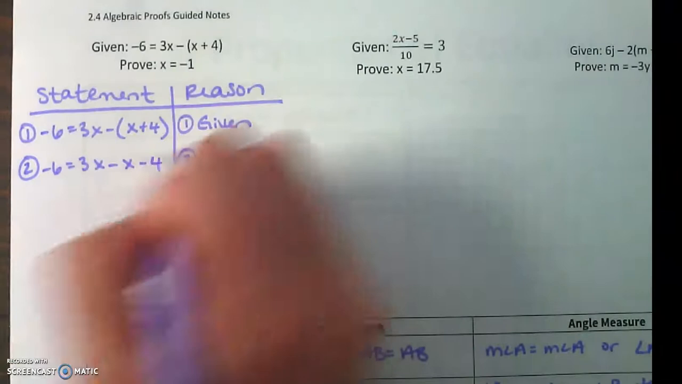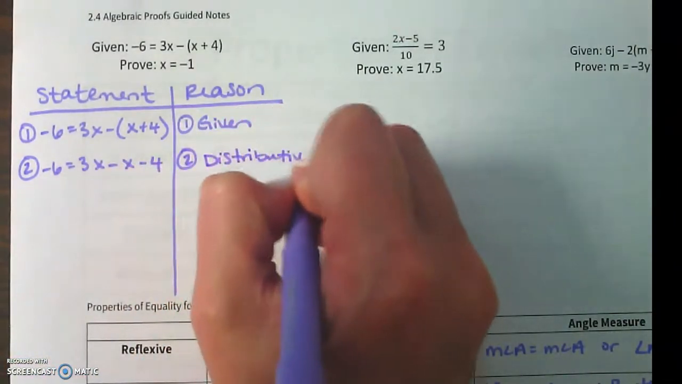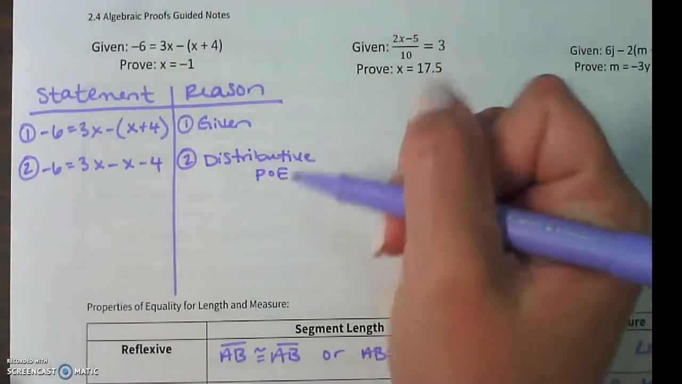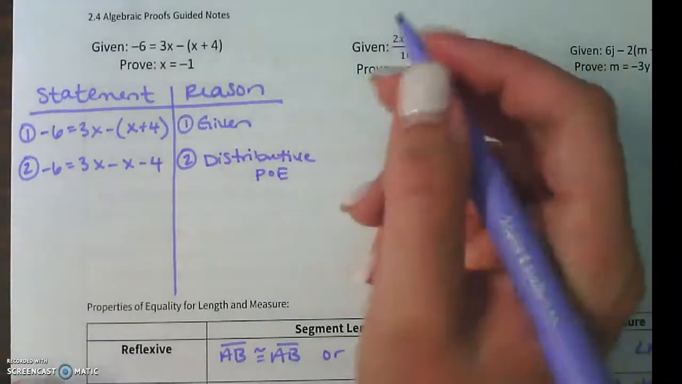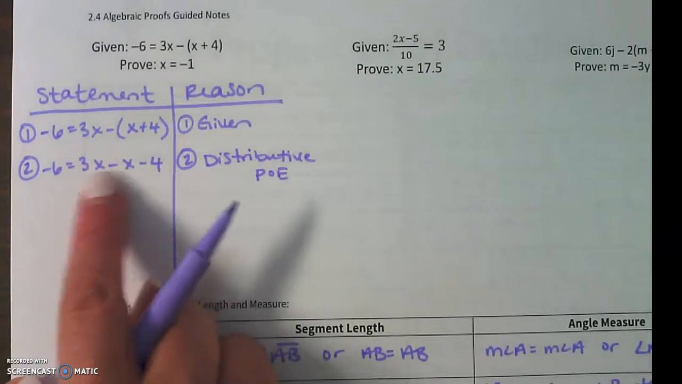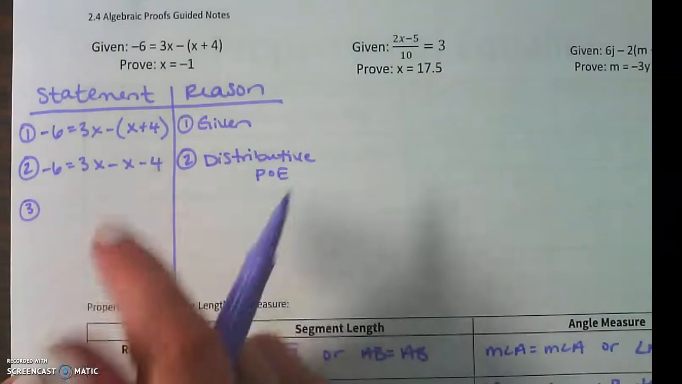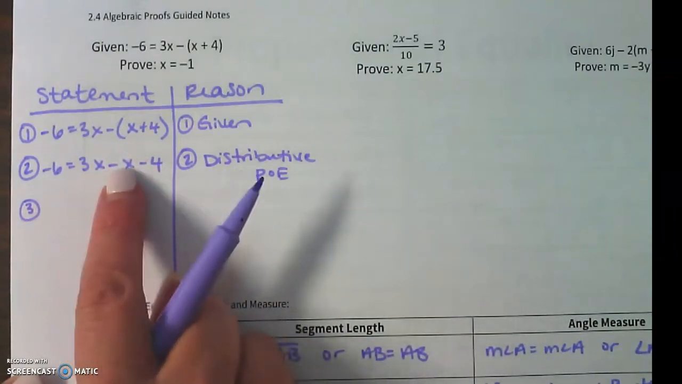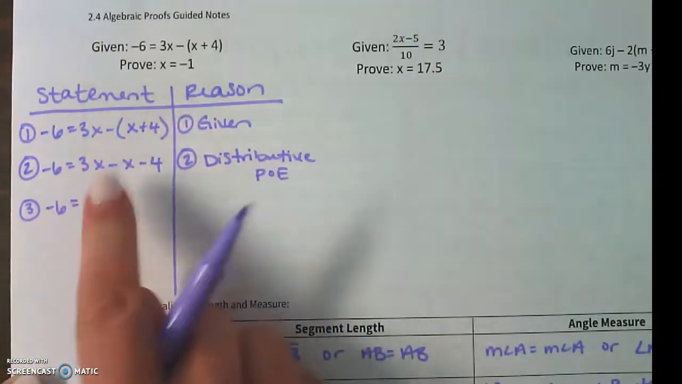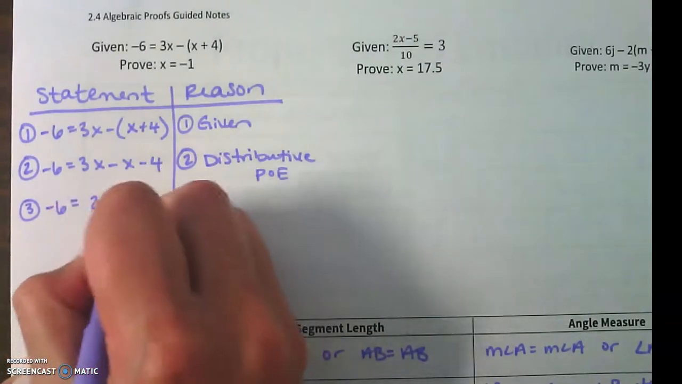Our reason for being able to make that statement was the distributive property of equality. You guys don't have to write all that out if you don't want to, okay? So next step is I would, if I were you guys, go ahead and combine like terms here. I know that wasn't a reason in the front, but that is going to be a reason that we're going to be able to use in these algebraic proofs. So after I've combined like terms, let's write what that's going to look like. You're still going to have your negative 6 is equal to, well, 3x minus x is 2x minus 4.